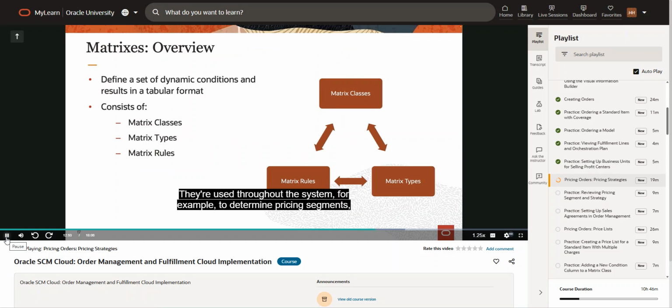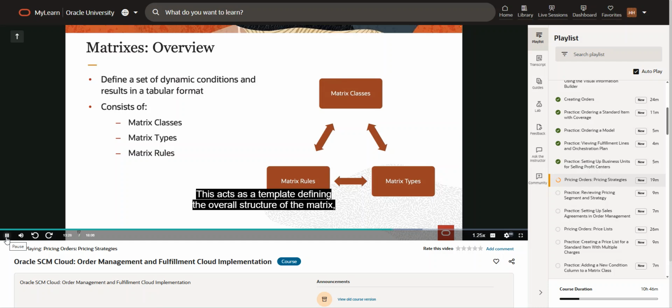Many pricing administrators find the spreadsheet-like interface easy to use, so the matrix class's UI is designed to feel familiar and user-friendly. Each matrix class can include multiple conditions and result columns, which makes matrices a powerful, flexible way to set up multi-dimensional pricing rules. Matrices are made up of these three main parts. Matrix class. This acts as a template defining the overall structure of the matrix, like which conditions and attributes you're comparing and what results you'll want to return.